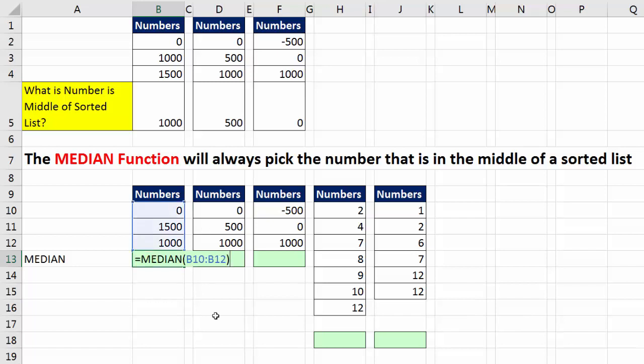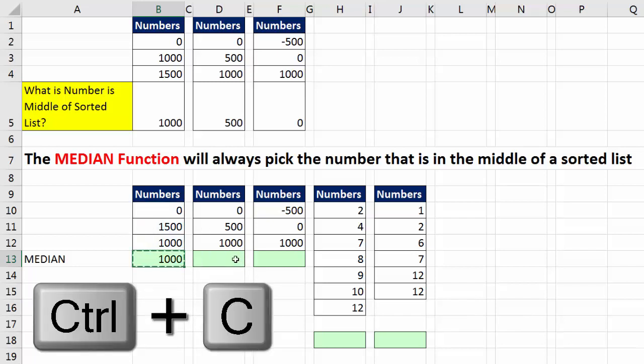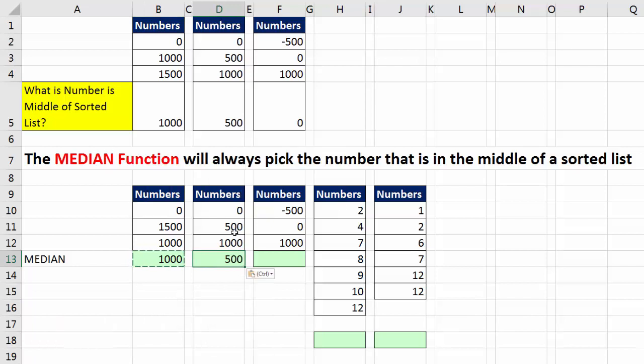Now, those are relative cell references, so when I Control C and paste, I get the one in the middle. Now, if you do it on a larger set, which we're not going to do, but I'll just show you, this is an odd number, and this is an even number. So how does median calculate the one in the middle?